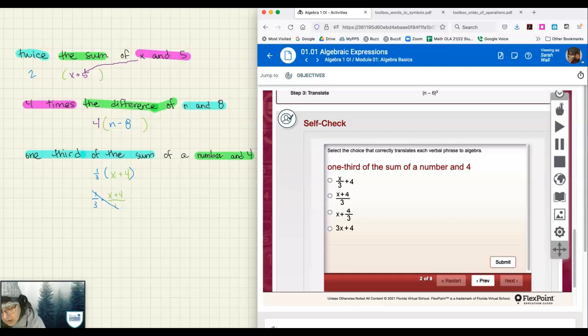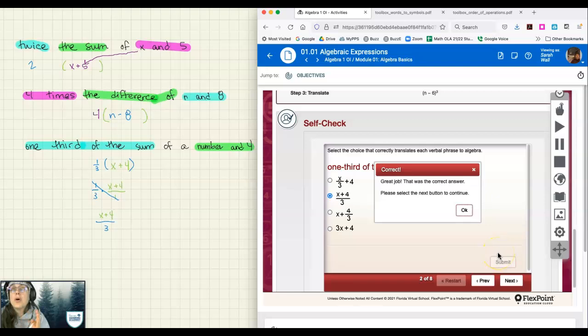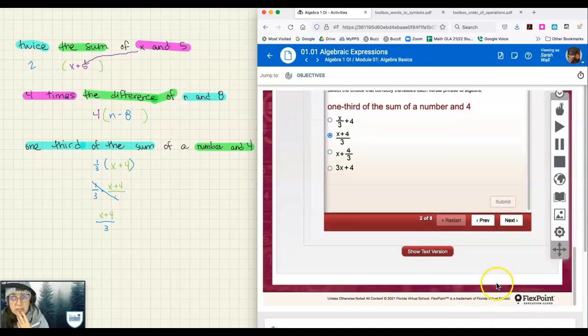So then, since you've canceled out your 1s, what you end up with is your x plus 4 divided by 3. Okay? Let's try it. I hope I'm right, because otherwise I just did a whole bunch of stuff for no good reason. Boom! Oh my gosh, I'm so excited that I was right. So, there you go. Do the next 6 practice problems.